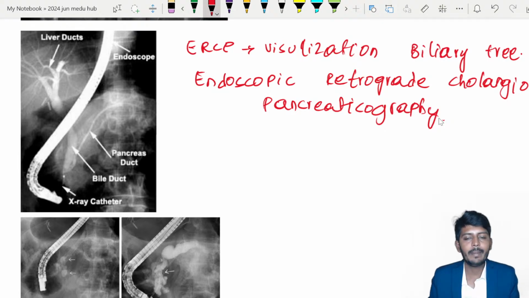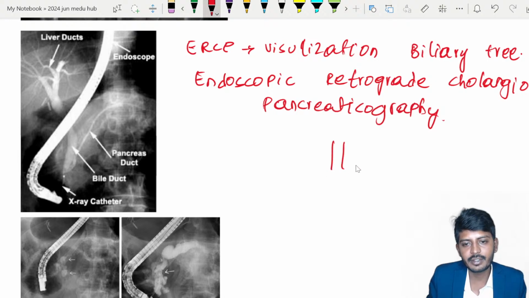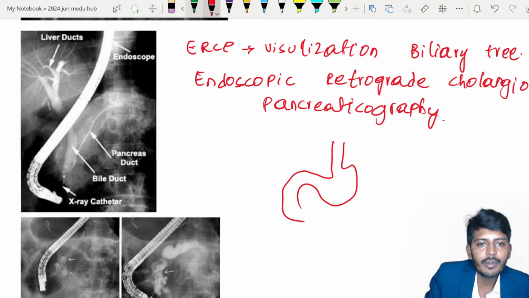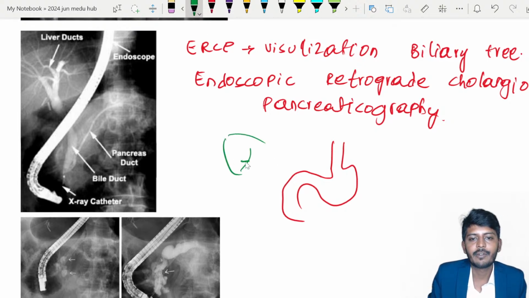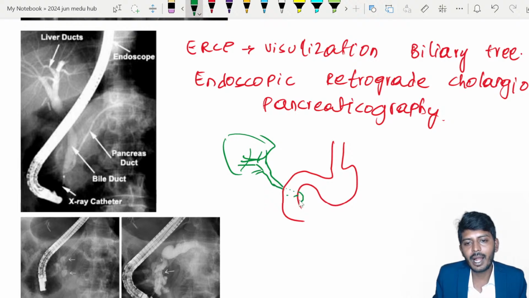Why on the side? Remember, all of you know this. This is your esophagus, stomach and duodenum, right? Here you have your liver. From the liver, bile ducts are coming out. They combine with the cystic duct and create the common bile duct. This common bile duct will pass behind the duodenum, right? Anatomy, you know. It will go into the duodenum at the sphincter of Oddi, and from here we will have our pancreatic duct come.